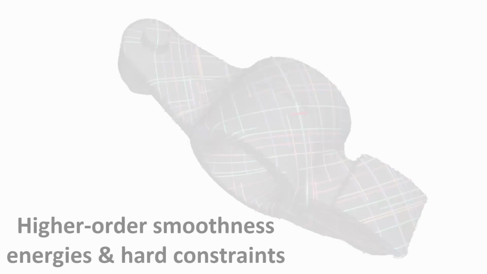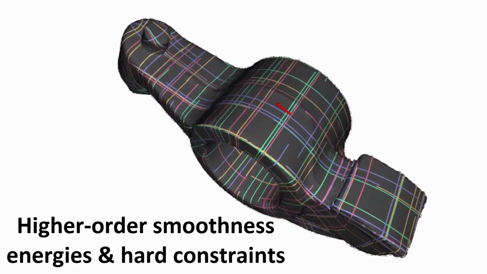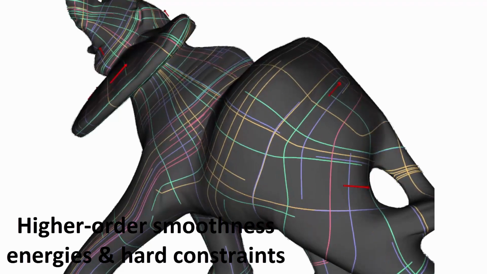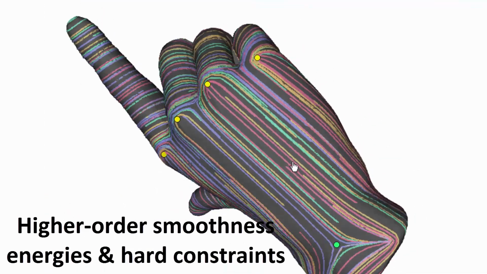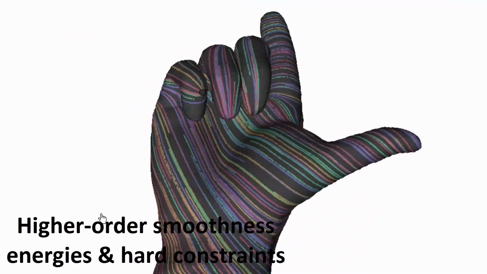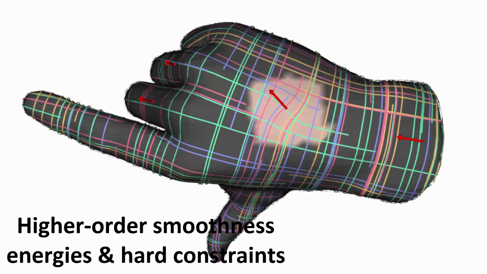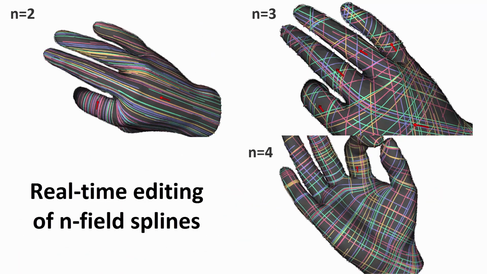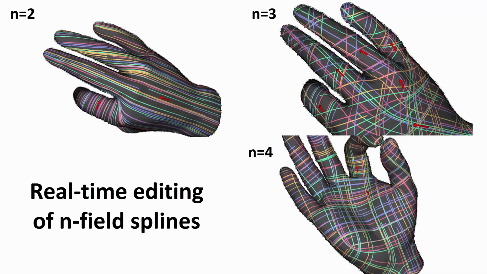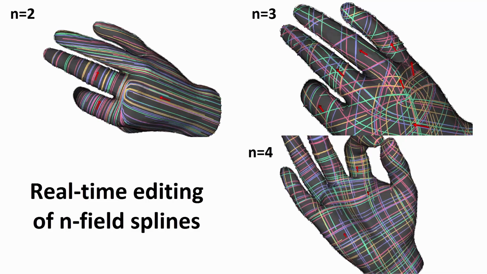The novel concept of Enfield splines that is introduced in our work combines higher order smoothness energies for rotational symmetry fields with the ability to pose hard constraints. Furthermore, we introduce a spectral reduction that enables real-time editing of such Enfield splines.